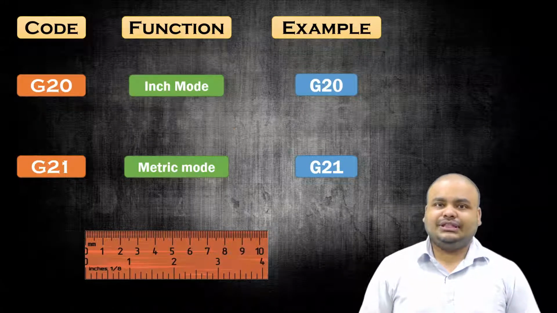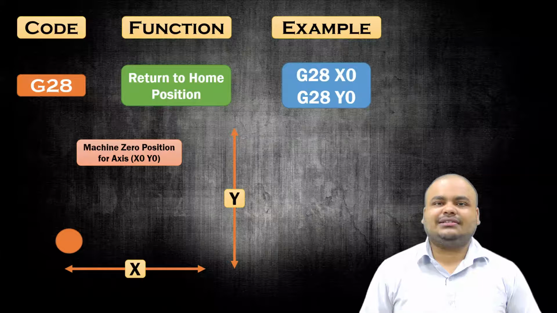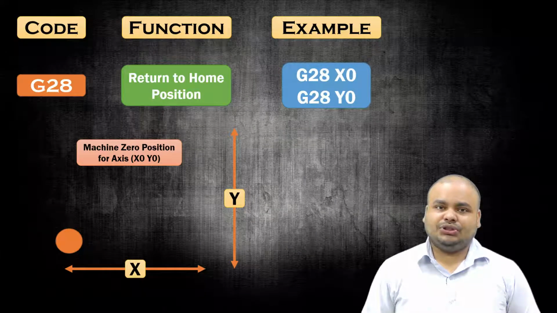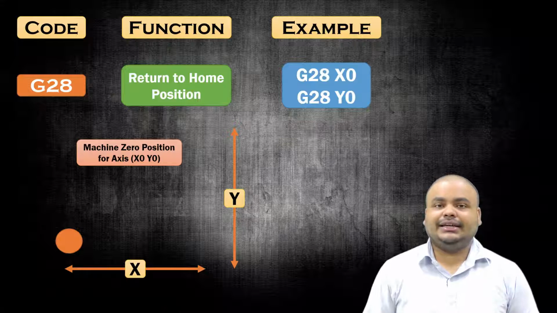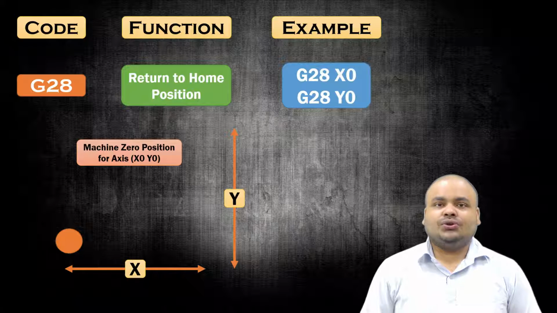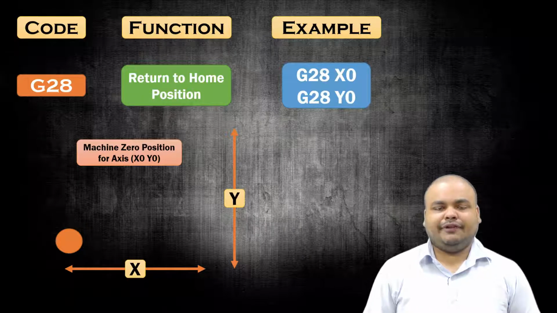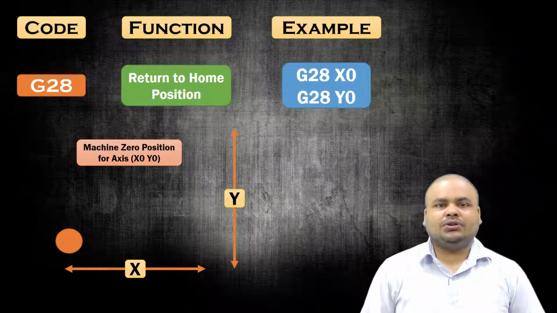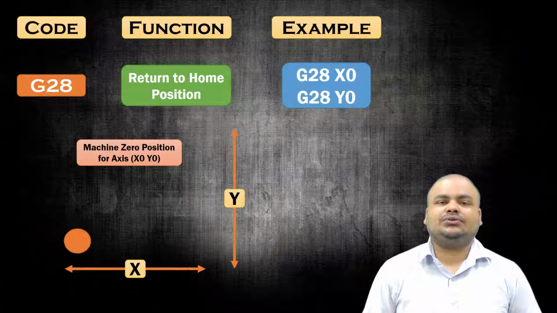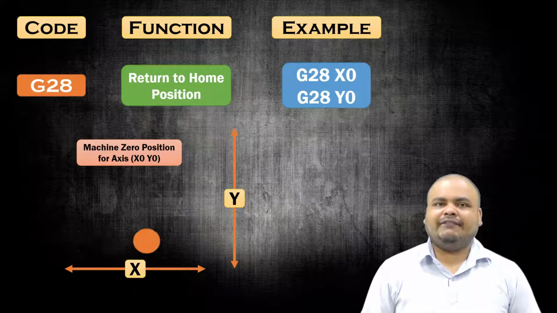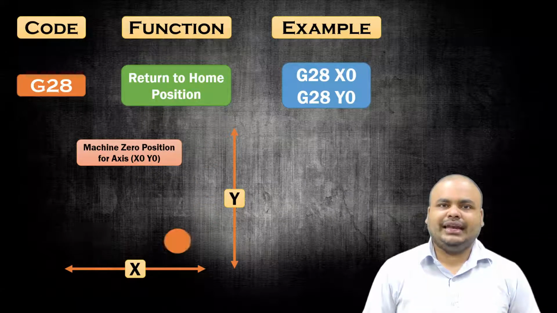So next one is your G28, and G28 is return to home position. We have different axes on CNC milling machines, particularly the X axis, Y axis and Z axis. The zero reference of these axes is set by the manufacturer of the machine, and that is the home position of the particular axis. So if you want to move these axes to the home position set by the manufacturer, we have to use this code, that is G28 X0.